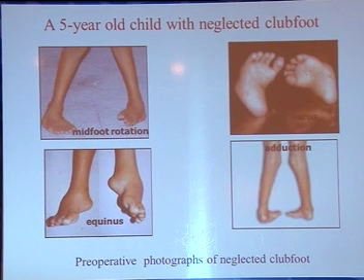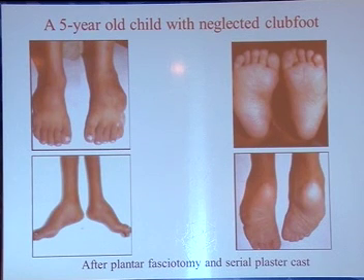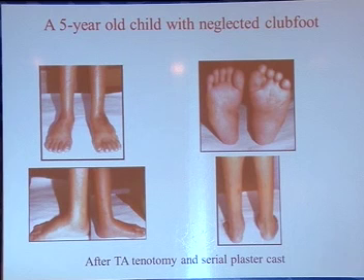This is another boy, 5 years old, with neglected clubfoot. It has a very severe deformity, and many plasters have been done. In the same manner, we have done the plantar fasciotomy and serial plaster casts, and after that the tendon Achilles tenotomy. So tenotomy and a plaster cast. You can see that you will get a perfect plantigrade foot.